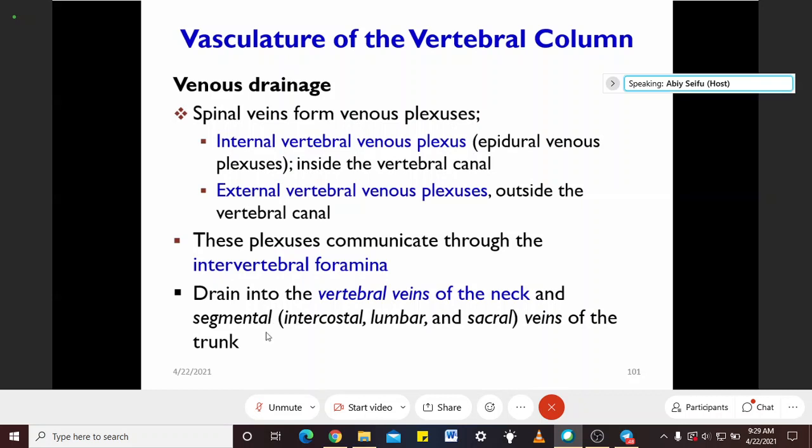There is a segmental vein in the thoracic and lumbar regions, which is the posterior intercostal vein, and there is also the lumbar vein and sacral, like that of the artery. Intercostal vein, lumbar: there is a lumbar artery, and there is a lumbar vein that accompanies the artery. Okay.